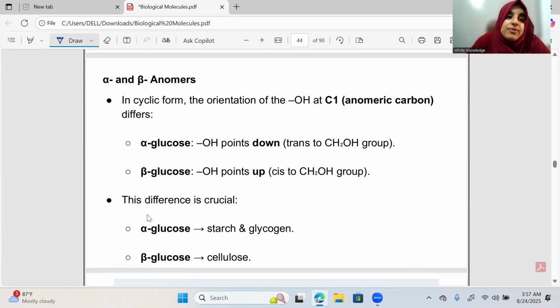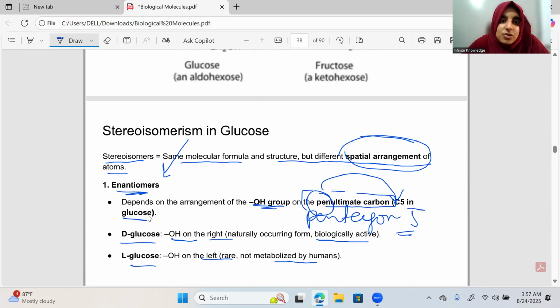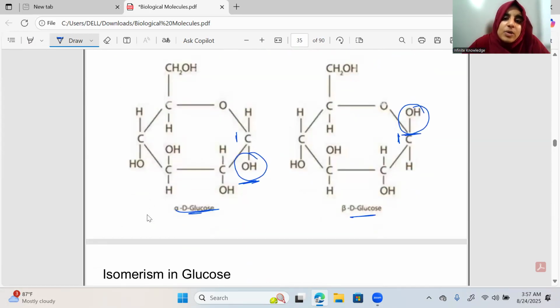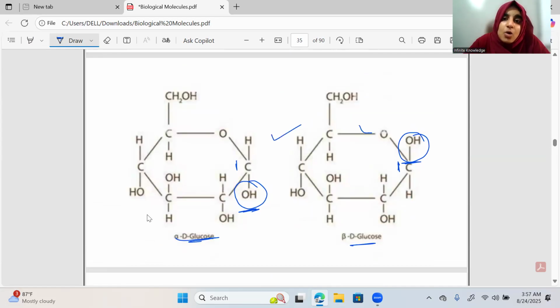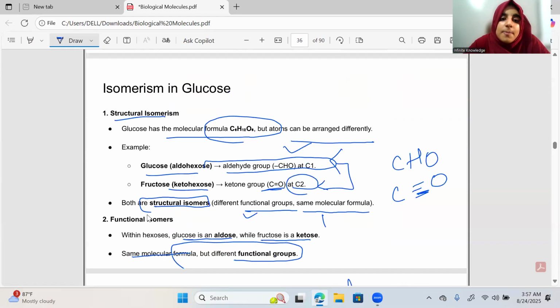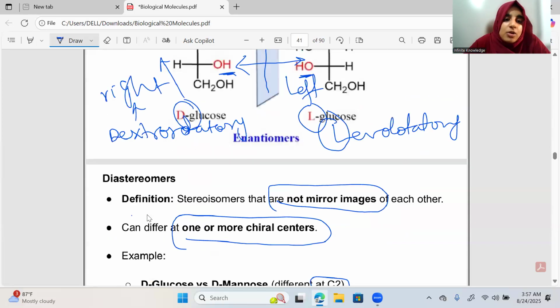Next, we move on to the alpha and beta forms of glucose, which are known as anomers, which we just studied over here, when we were studying the ring structure. The difference between the alpha and beta glucose rings, these structures are basically known as the anomers. Let's have a look over here.